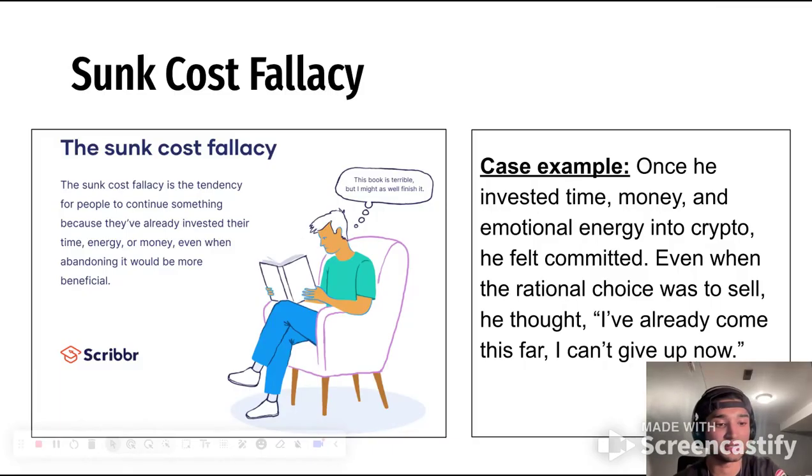Sunk cost fallacy. So another key concept here is sunk cost fallacy. Once he invested time, money, and emotional energy into crypto, he felt committed. Even when the rational choice was to sell, he thought, I've already come this far, I can't give up now. This is similar to businesses continuing to fund a failing project just because they've already spent millions on it. In both cases, past costs, which should not matter, end up driving future risk taking.